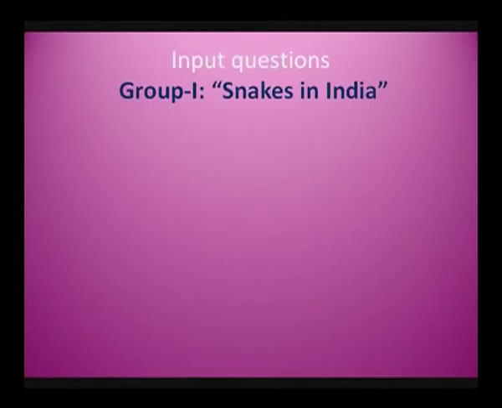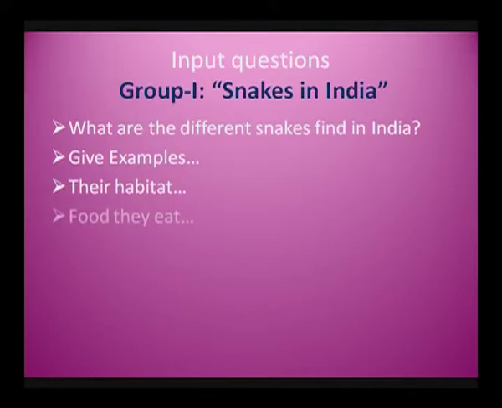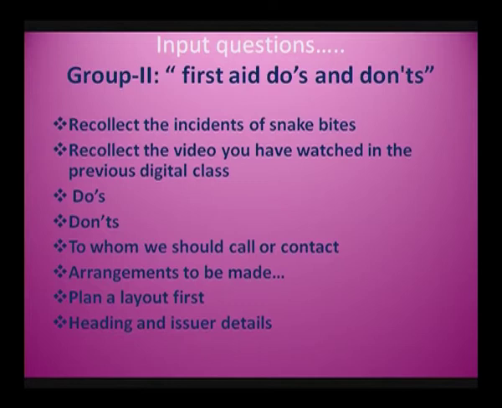Input questions for group 1, snakes in India. What are the different snakes found in India? Give examples. Their habitat. Food they eat. Features. Input questions for group 2, that is first aid, do's and don'ts. Recollect the incidents of snake bites. Recollect the video you have watched in the previous digital class. Do's, don'ts, whom we should call or contact, arrangements to be made, plan a layout first, heading and issuer details.